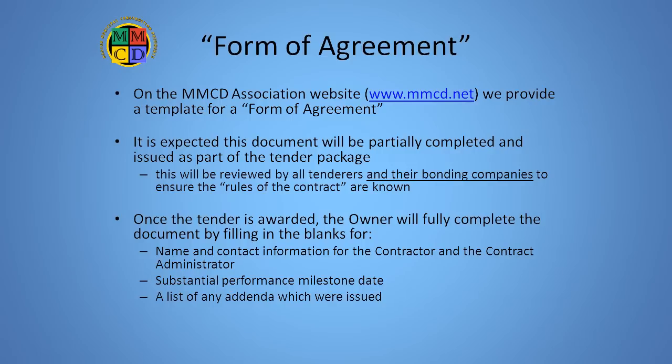The name and contact information for the contract administrator must be known by now as well. The addenda, which were issued during the tender process, are now known. And finally, knowing the expected date that the owner will issue the notice to proceed, and hence start the contract clock, the committed duration to substantial performance can be converted into a hard date and inserted into Clause 1.2.